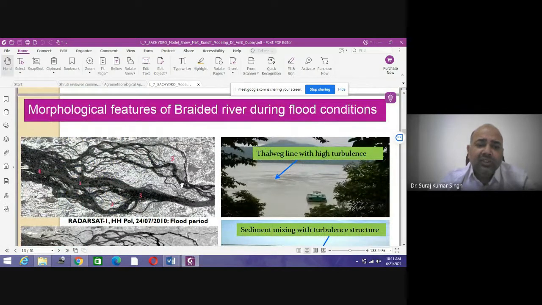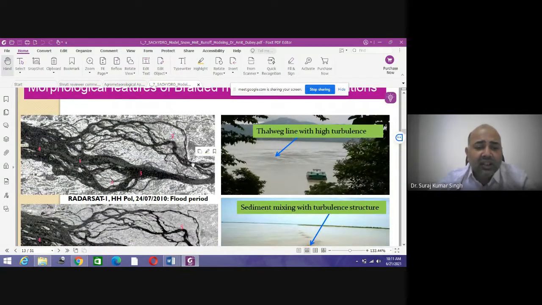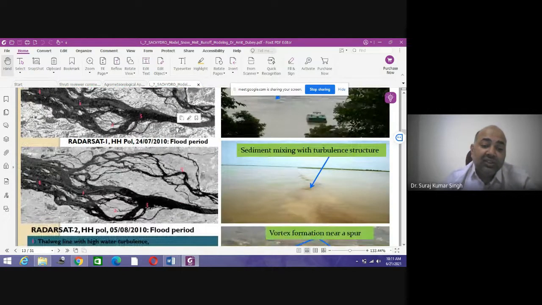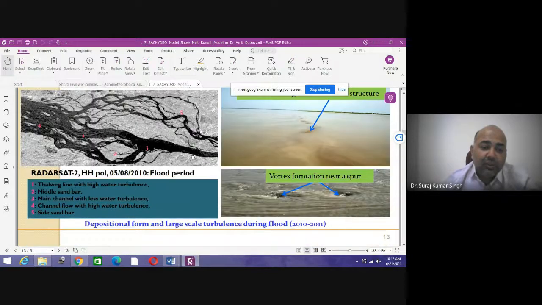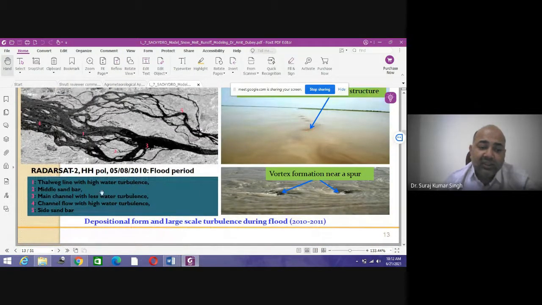Then, morphological features of a braided river during flood conditions: how the river morphology changes during, post or pre flood. These are three areas that we have selected before the flooding, using RADARSAT HH polarization of 24/7/2008, that is the flood period. Then we have taken the same satellite image, RADARSAT HH polarization of 5/8/2010, near about 10 to 15 days later. What you can see is high water turbulence, then middle sandbars, main channels with less water turbulence, channel flow with high water turbulence, and side channel marks.